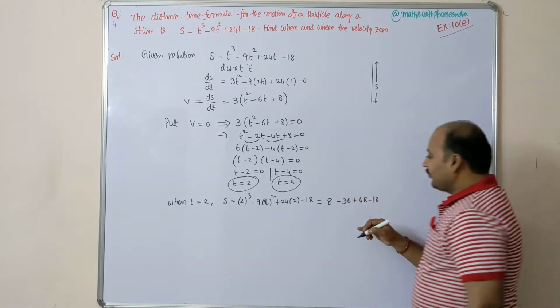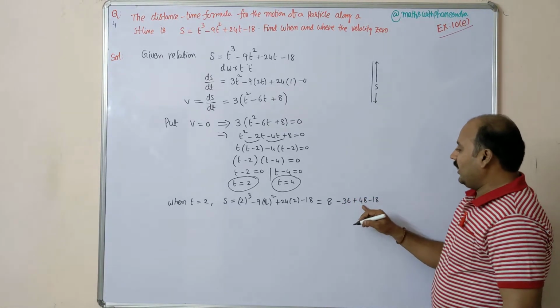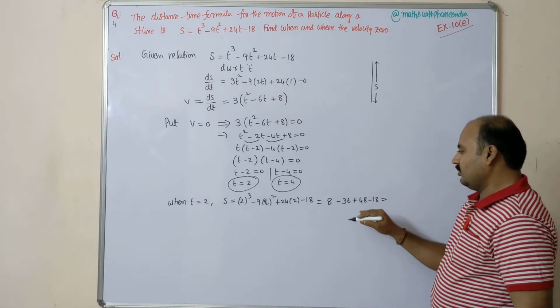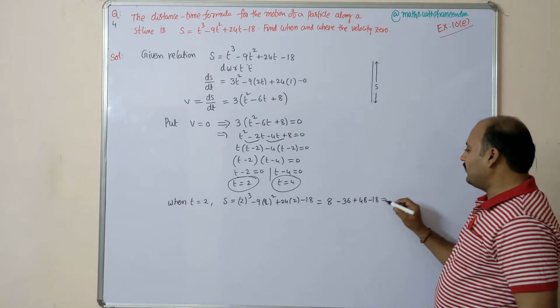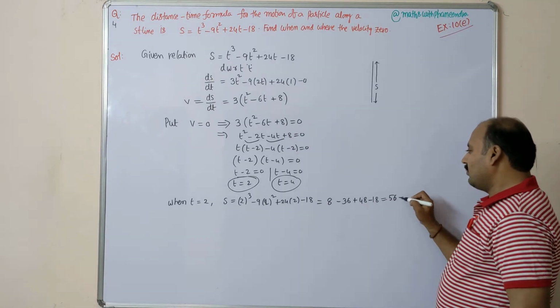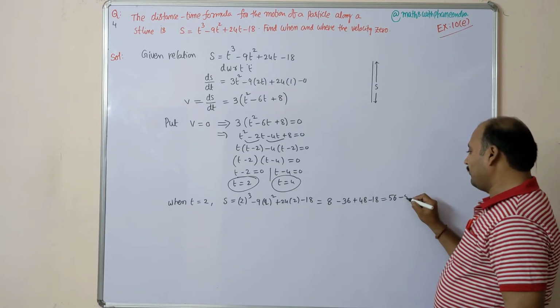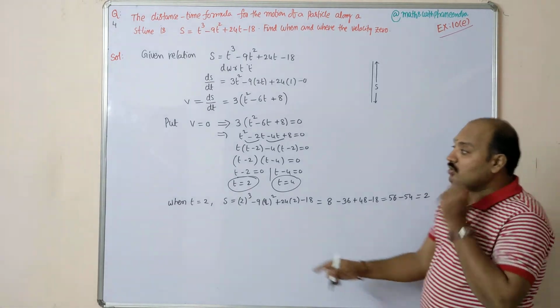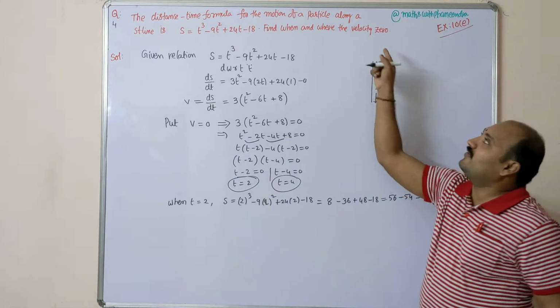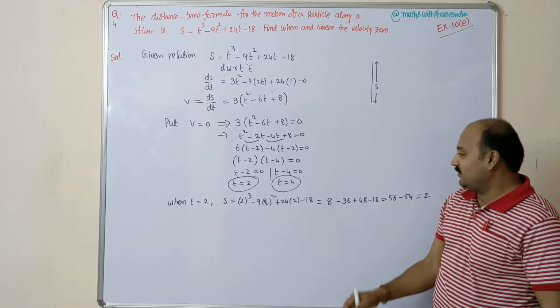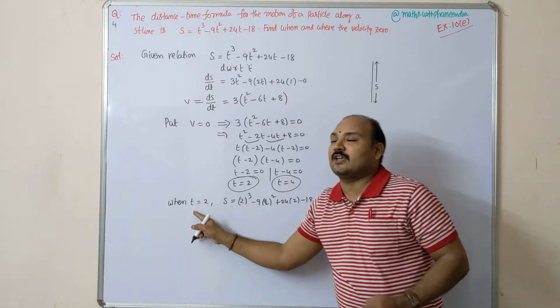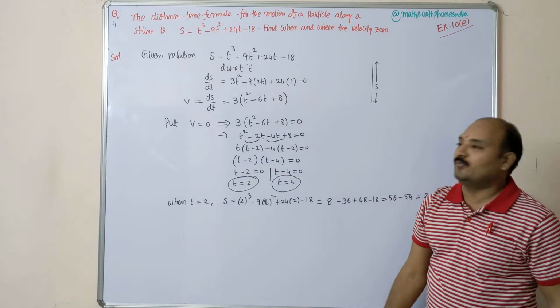So here, 48 minus 18. First 48 plus 8 is 56, minus 36 is 20, minus 18 is 2. So when and where the velocity is 0, they are saying at 2 units distance at the time of 2 seconds the velocity is 0.